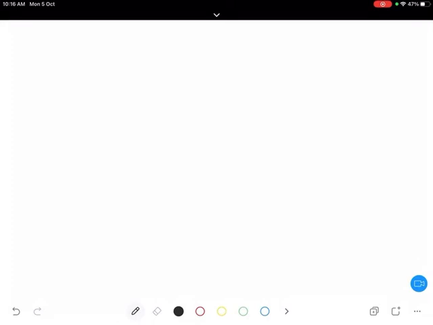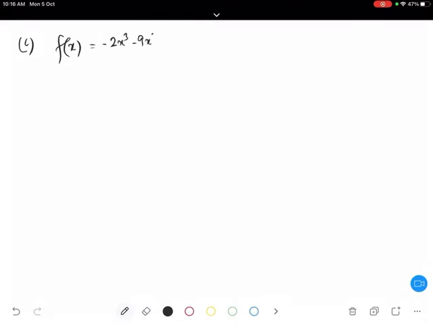Question number C. What do we do? Acha, question number D is homework. Let's do C. Directly I'm writing here f x. f x is equal to minus 2x cube minus 9x square minus 12x plus 1. So this is what we have.